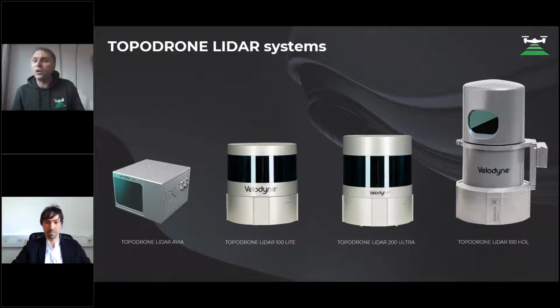This LiDAR is based on the HDL32 sensor from Velodyne, which has 32 lasers, integrated with a high precision Honeywell IMU and a GNSS receiver. It provides an outstanding point cloud in terms of noise. So it has a very small amount of noise, and of course it captures very small details. So you will get a very detailed and very accurate point cloud.